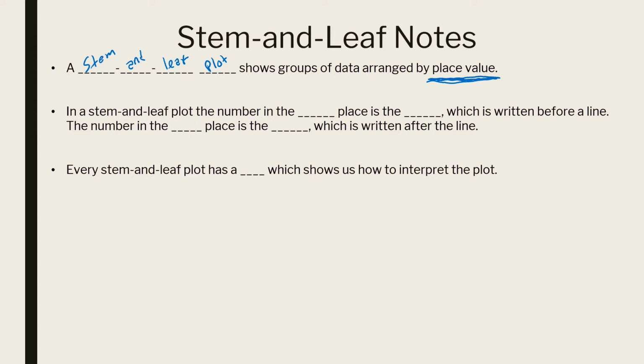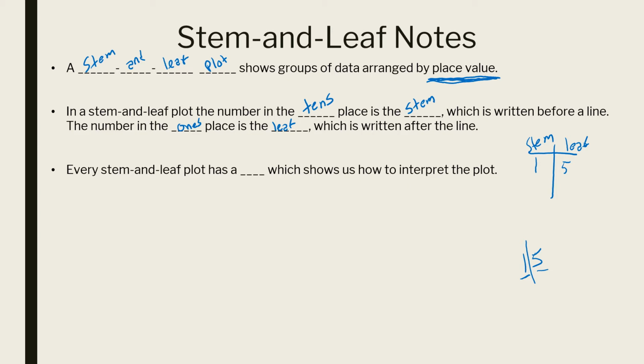So in a stem and leaf plot, the number in the tens place is the stem, which is written before a line, and the number in the ones place is the leaf, which is written after the line. So think about it like this. If I have the number 15, the 1 is my stem, that's a tens place, and the 5 is my leaf, it's the ones place. It's separated by tens and ones. They're not all separated by tens and ones, but this example is.